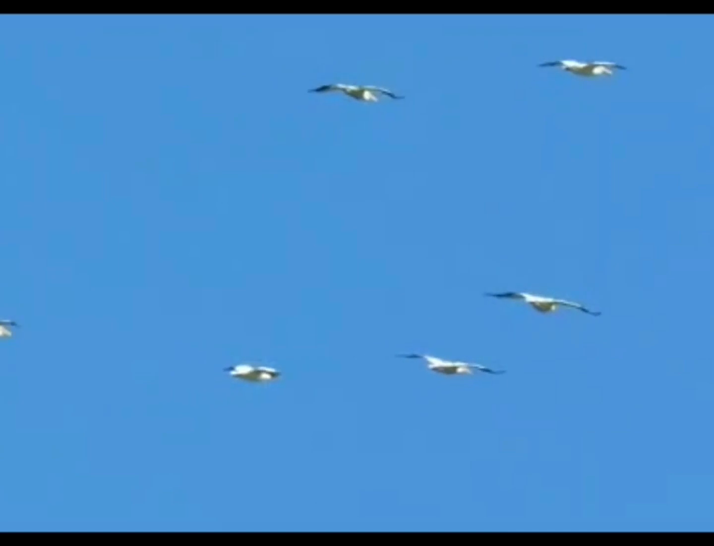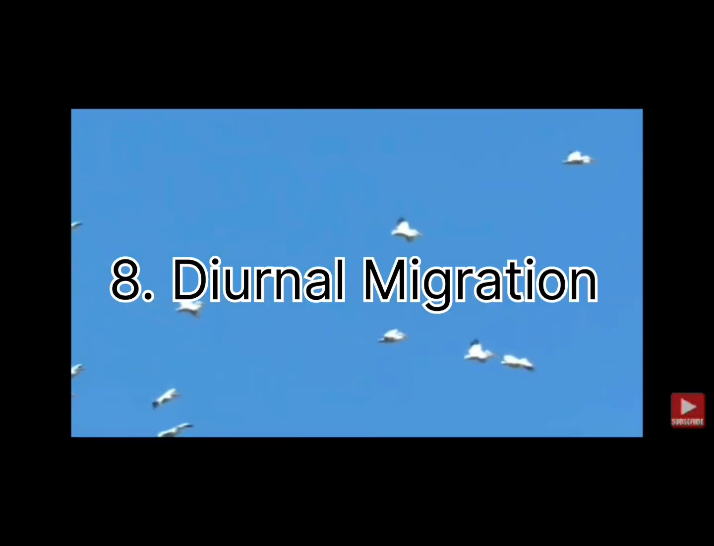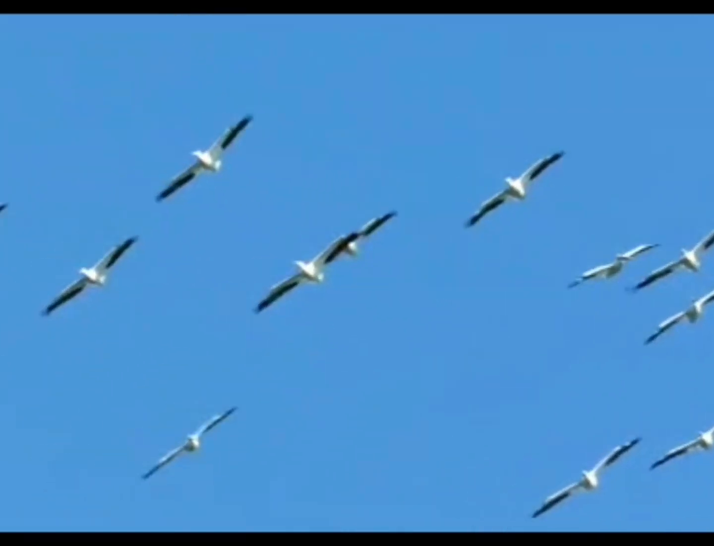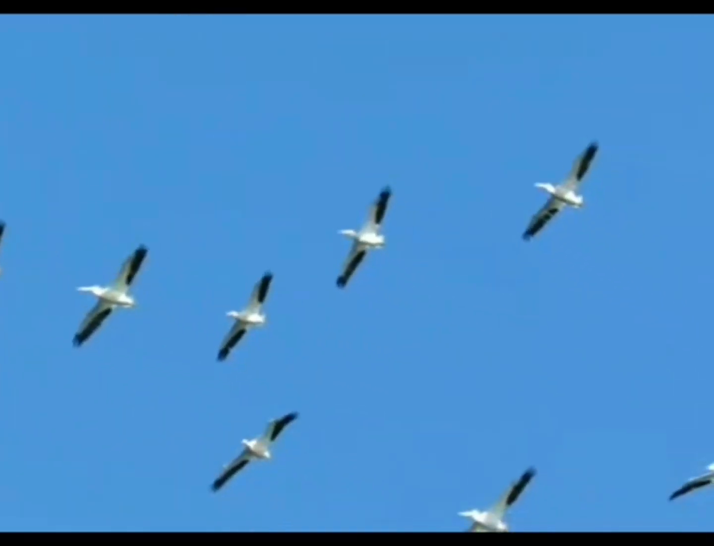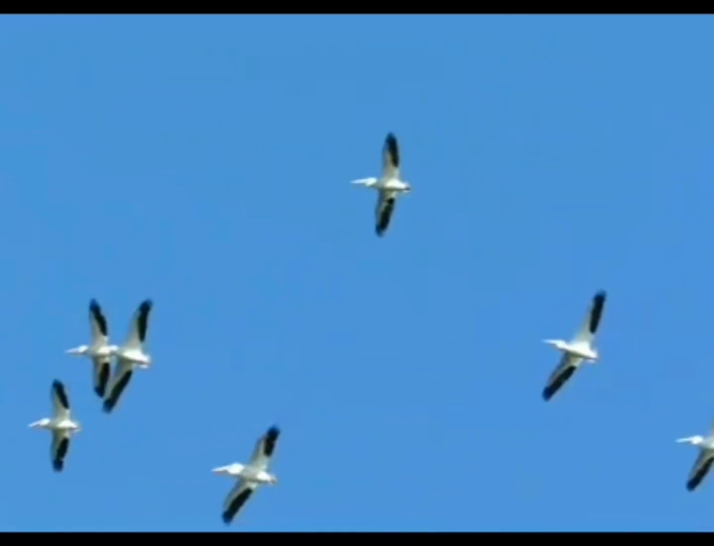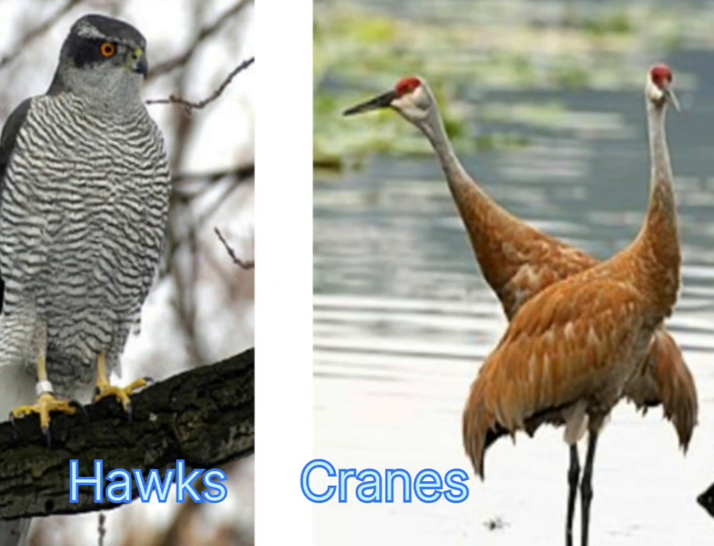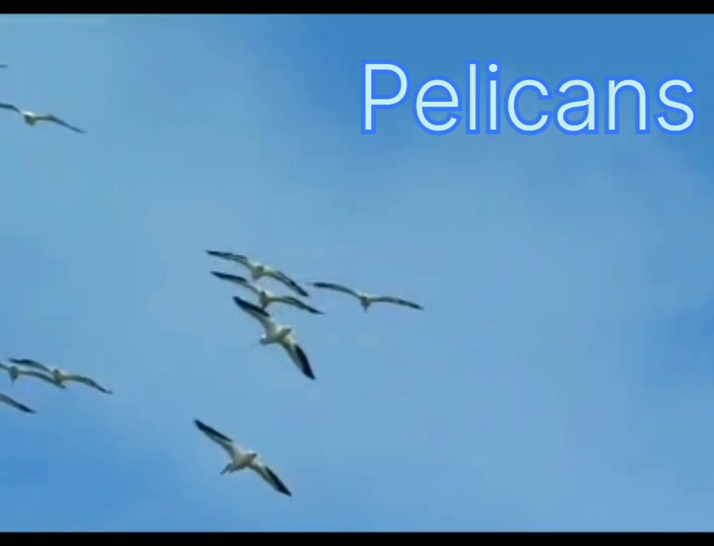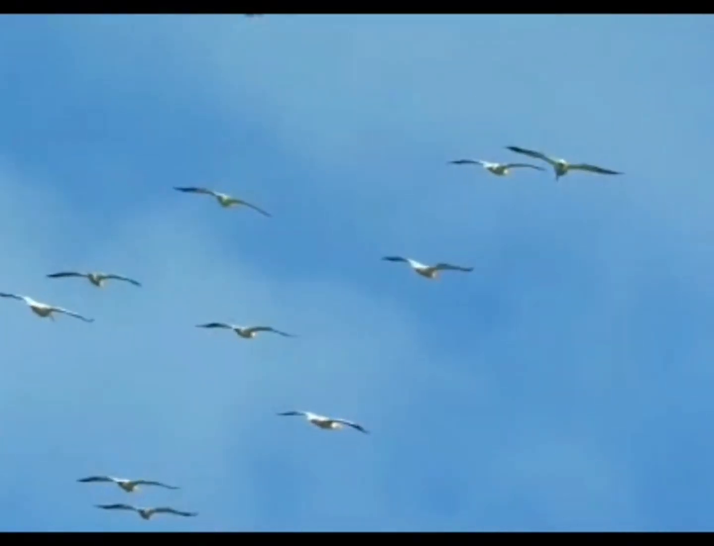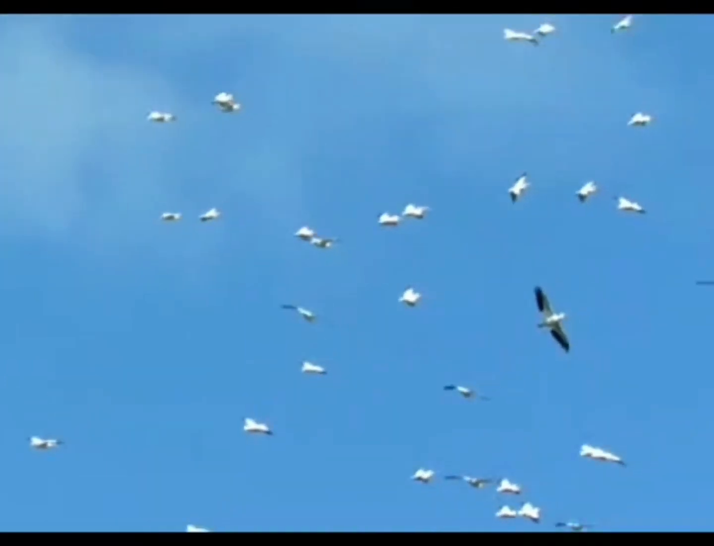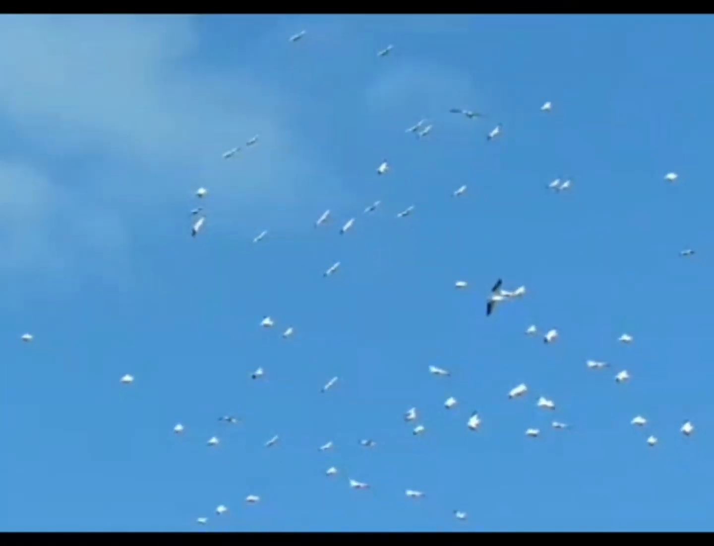The next type of bird migration is diurnal migration. In this type of migration, birds migrate in the daytime. Many large birds fly in the day. Examples are crows, swallows, hawks, cranes, pelicans, and geese. These migrate during the daytime for food. These birds are called diurnal birds and generally migrate in flocks.